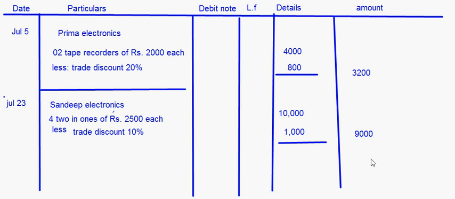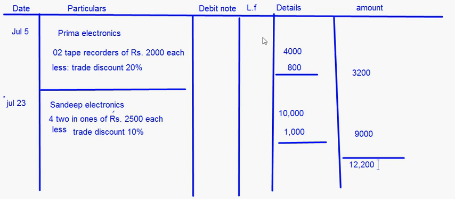So that's it. These are the only two transactions for the purchase returns book. Now you will total this. So 9000 plus 3200 comes to 12,200, right? That's all you have to do in the purchase returns book.